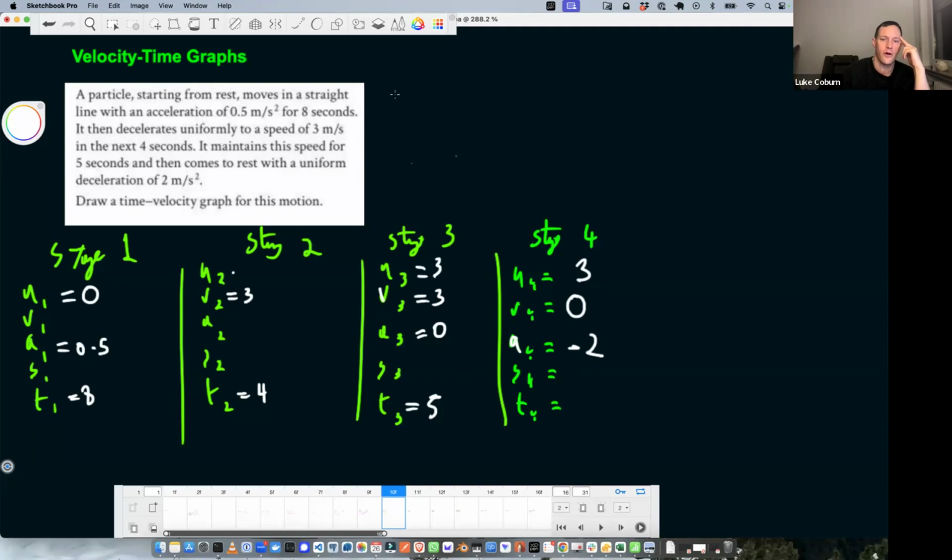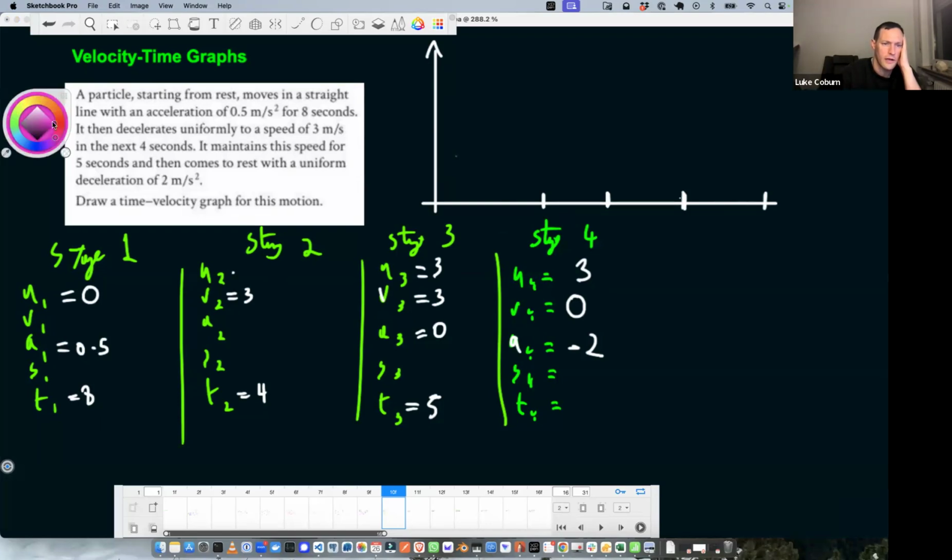And now what they're saying is draw the velocity time graph for the journey. Okay, so let me just draw this here. And what I'm going to do is just mark off these stages roughly, right? So that was 8 seconds, followed by 4 seconds, followed by 5 seconds, and then I don't know how much this is going to be. I'll just put that there. Okay, so let's just read it off.